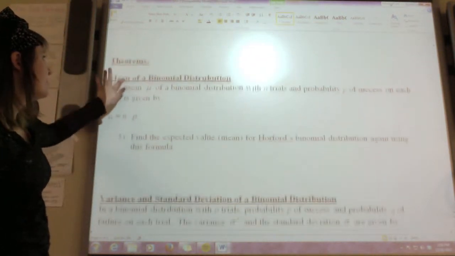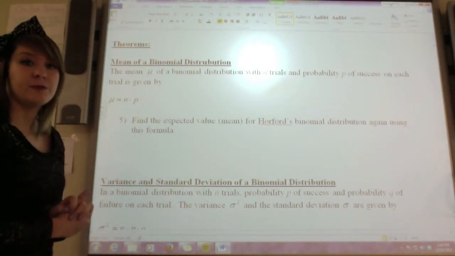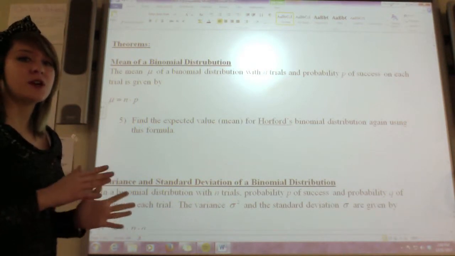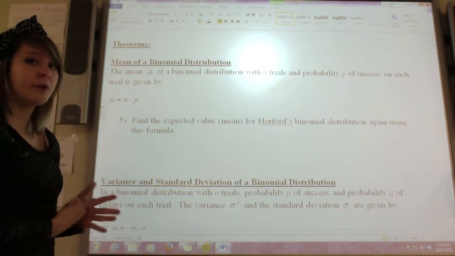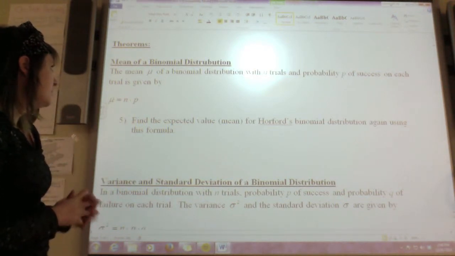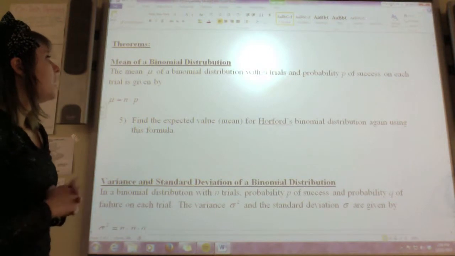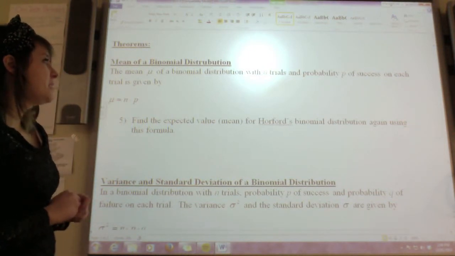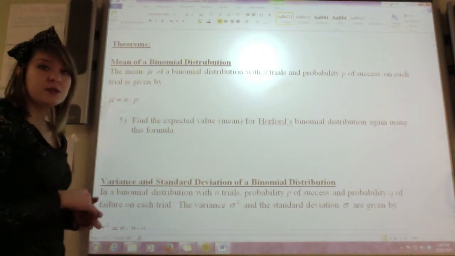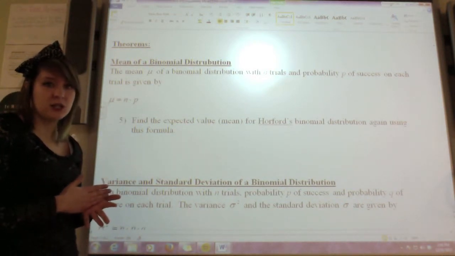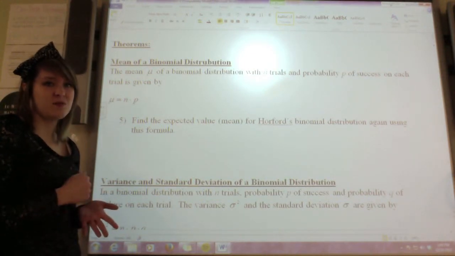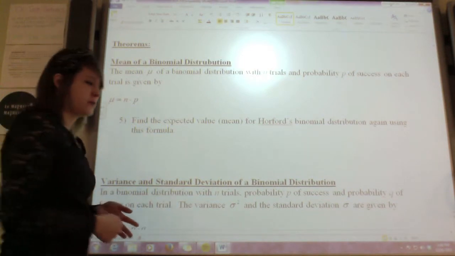Now on to section 2. Section 1 was just kind of a review of your binomial probability distributions, which we've already talked about. Section 2, we're going to actually talk about some things that we can do when we have a binomial distribution. So the mean of a binomial distribution is represented as mu, with n trials, and probability p of success on each trial, is given by mu equals n times p. So in other words, if you have a binomial situation, you can always find the mean by doing n times p. So the number of trials times the probability of success.